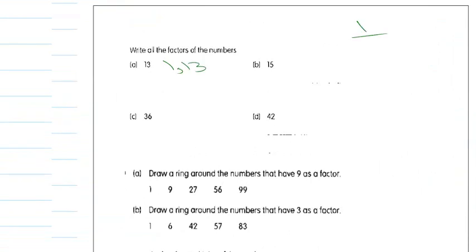While 15 has how many factors? 1 times 15. You can't write 2 because 15 is an odd number. But 15 is 3 times 5. So you can write the factors of 15, from the smallest to greatest: 1, 3, 5, and 15, and so on.